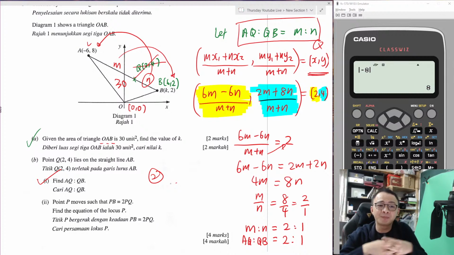Alright, so can we use a distance? I believe you want to use the distance also, can we? Yeah, I believe can also, but maybe you need to do more work, maybe.